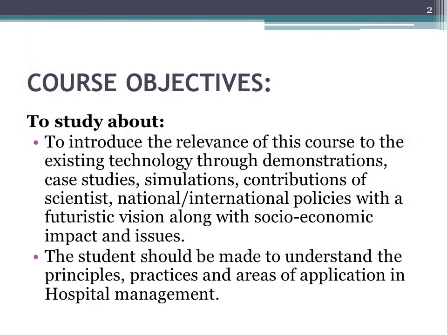Course objectives: to introduce the relevance of this course to the existing technology through demonstrations, case studies, simulations, contributions of scientists, and national or international policies with a futuristic vision, along with socio-economic impact and issues. The students should be made to understand the principles, practices, and areas of applications in hospital management.